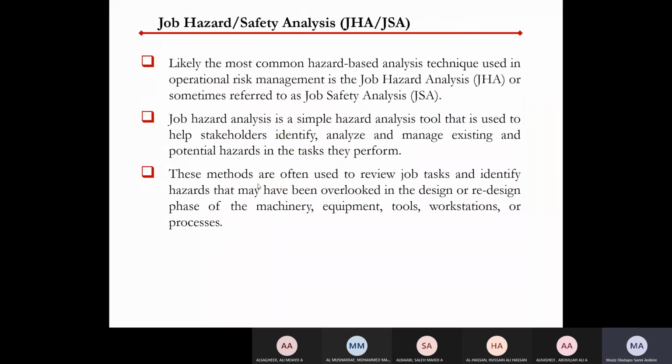Now, the most common hazard-based analysis technique is JHA and JSA, as we've discussed. Okay, this is the most common form, like I showed you in the previous example. So job hazard analysis is a simple hazard analysis tool that is used to help stakeholders identify, analyze, and manage existing and potential hazards in the tasks that they perform. So before you perform any task, it's very important to at least carry out a job safety or job hazard analysis. Okay, if you're not going to do a risk assessment, at least you carry out a job safety and job hazard analysis.